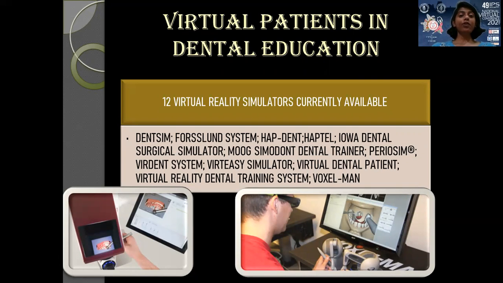Now we have 12 virtual reality simulators which are currently available. Some are already in use, some are still in development. The commonly used virtual reality simulators in dental education are DentSim, Forsland System, HapDent, HapTel, Iowa Dental Surgical Simulator, Moog Simodent Dental Trainer, PerioSim, Verdant System, VertEC Simulator, Virtual Dental Patient, Virtual Reality Dental Training System, and Voxelmin.